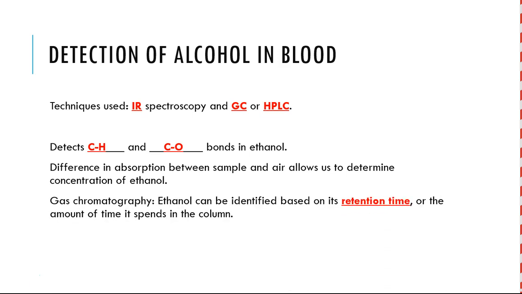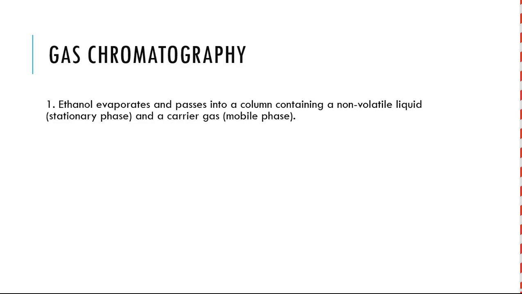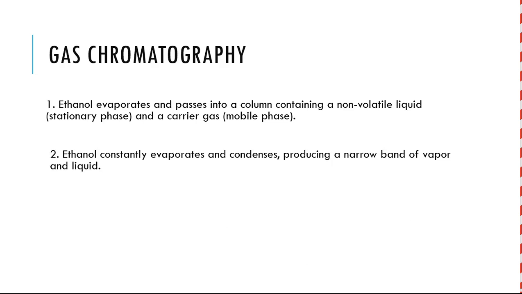Using gas chromatography, we can identify ethanol based on its retention time, which is just the amount of time that it spends in the column. And to give a little more depth, when we use gas chromatography, we have to get ethanol into the gas phase. So we evaporate the ethanol and it goes into a column that contains a non-volatile liquid, so not easily evaporated. And that's our stationary or non-mobile phase, and a carrier gas, which is the mobile phase. So that carrier gas will move the evaporated ethanol through the column. The ethanol is basically constantly evaporating and condensing, which produces a narrow band of vapor and liquid.